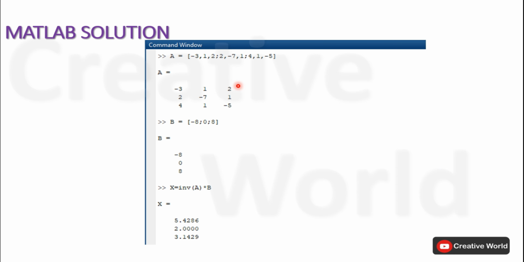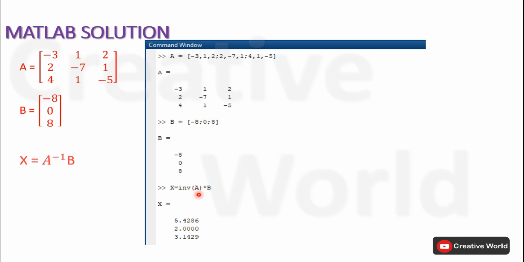Here is the MATLAB code which I have performed. First of all, we have defined this matrix A. Then matrix B is defined using this syntax. And then we have taken the inverse of matrix A and multiplied it with constant matrix B. So the values of node voltages are V1 is equal to 5.4286, V2 is equal to 2 volt and V3 is equal to 3.1429 volt. So this was learning assessment E3.2.